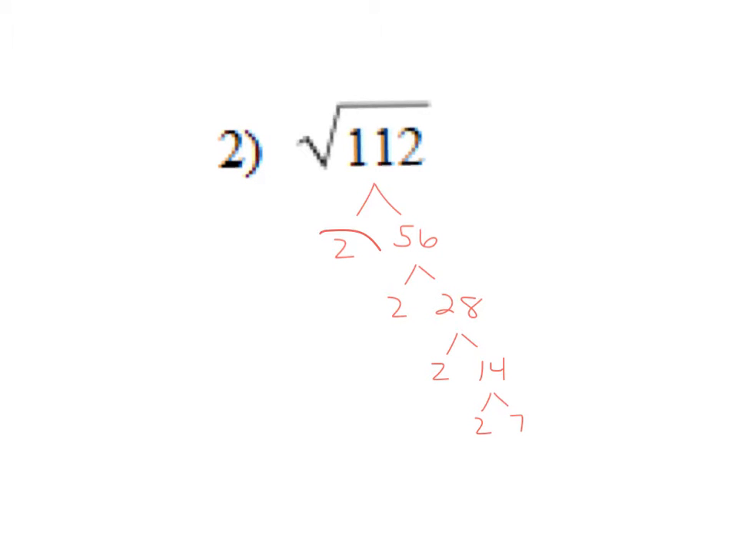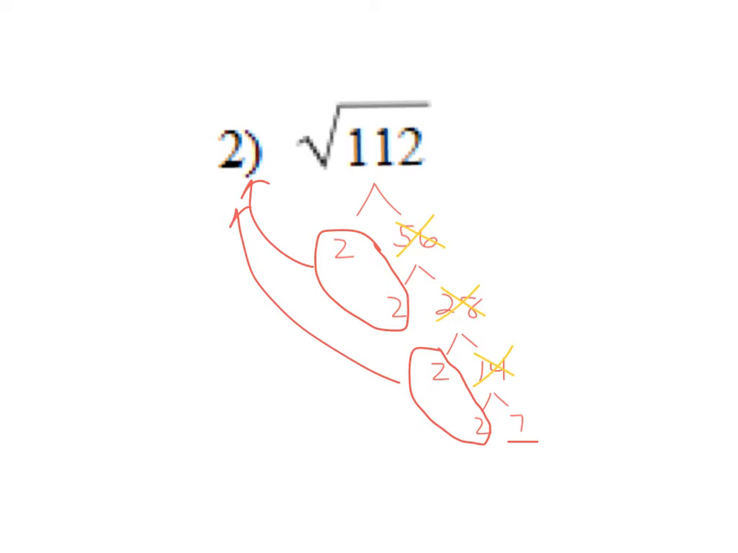Now I'm going to pair them up and move them out. Notice this poor little guy doesn't have a pair, which means he doesn't get to move out. Again, I am not looking at these guys because I broke all of those down. When I pair them up and move them out, the 2s go to the outside, so both the 2s move out. This 7, unfortunately, has to stay on the inside because he doesn't have a buddy, so he doesn't get to move out. So now I'm going to multiply. 2 times 2 is 4.